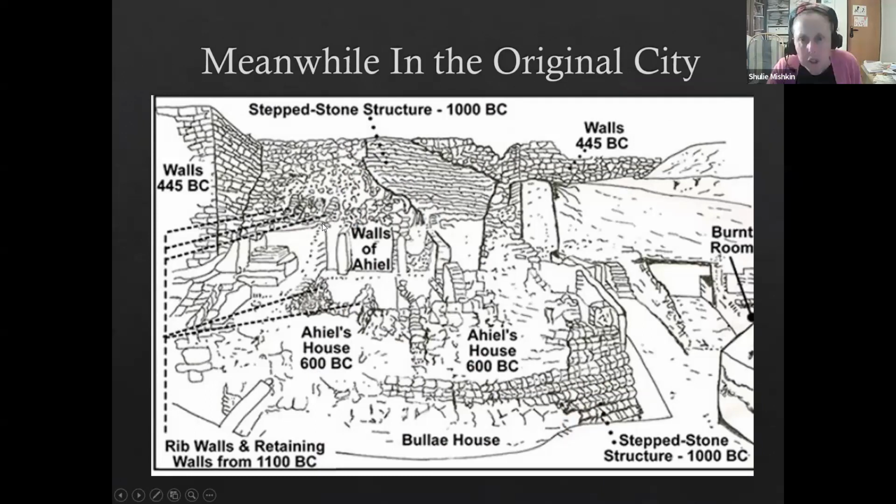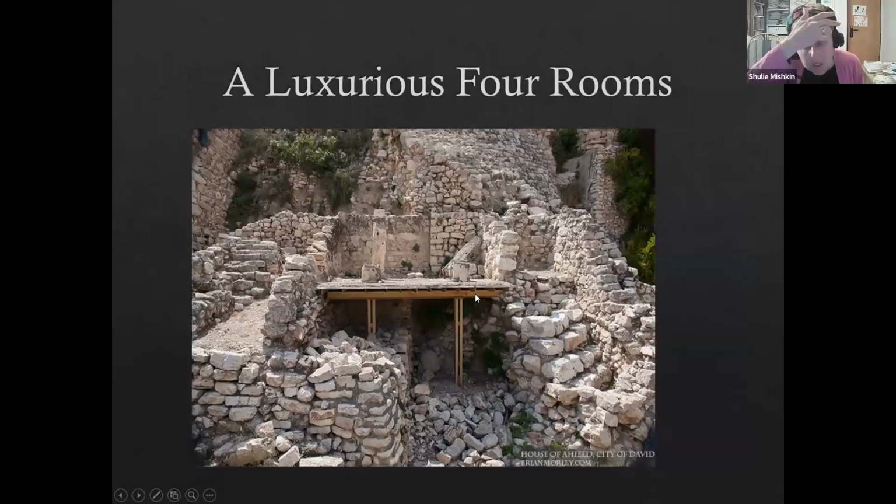We looked at the stepstone structure. Now let's take a look at the house. Right now, today it doesn't look like much because a lot of it has been destroyed. But essentially, this was what's called a 4-room house, which was the architectural style in First Temple times. But it was a very fancy 4-room house. It had 2 stories. You can see there's a staircase here. All right, can you see the staircase? This is the inner courtyard, and there are rooms all around.